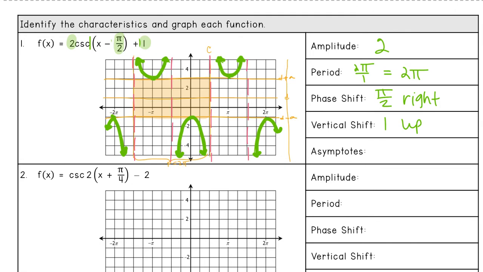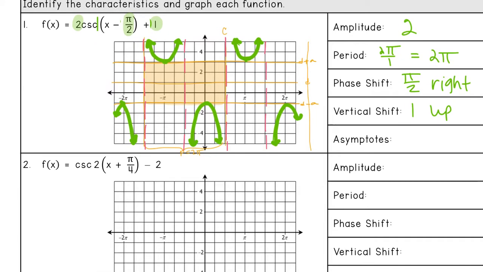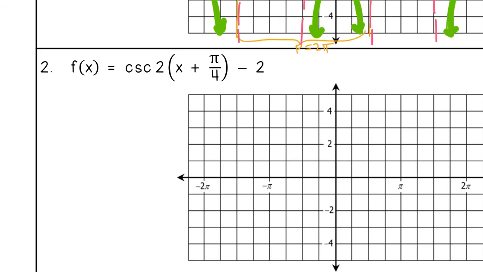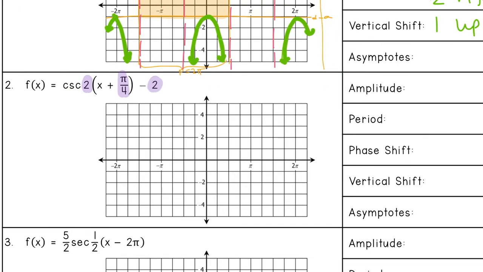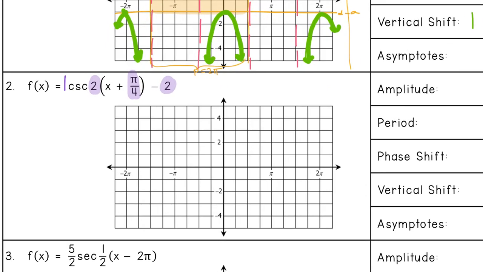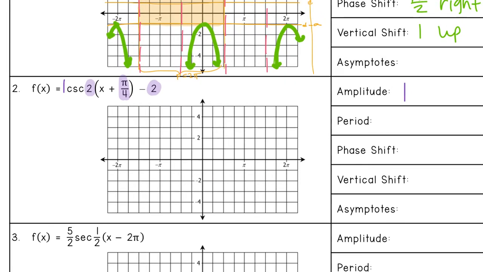Okay, let's look at our next one. So this time I have cosecant of 2x plus pi over 4 minus 2. So let's label our characteristics. Amplitude goes with a, but there is no a, so remember that means an invisible 1. Period always starts with 2 pi, but you divide by b, so we're dividing by our 2, which is just going to give us pi. Phase shift is pi over 4, but since it's a plus sign, we are going to the left. Vertical shift is 2, but since it's a minus sign, we are going down.